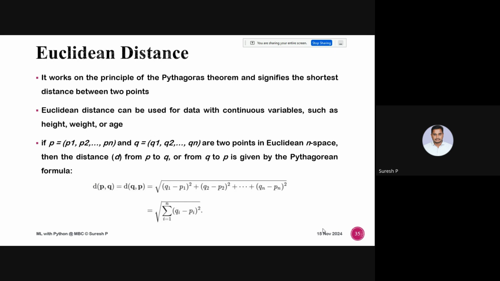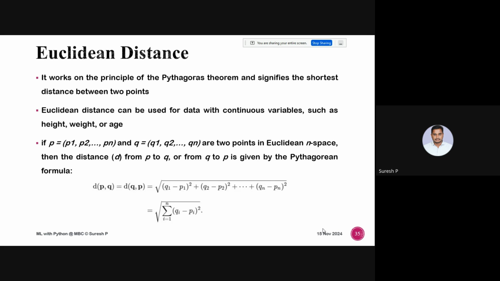First, let's discuss the formula for calculating the Euclidean distance between two data points. Euclidean distance works on the principle of the Pythagoras theorem. Here we use the concept of the Pythagoras theorem, and it signifies the shortest distance between the two points. This Euclidean distance can be used for data with continuous variables such as height, weight, or age, like that.